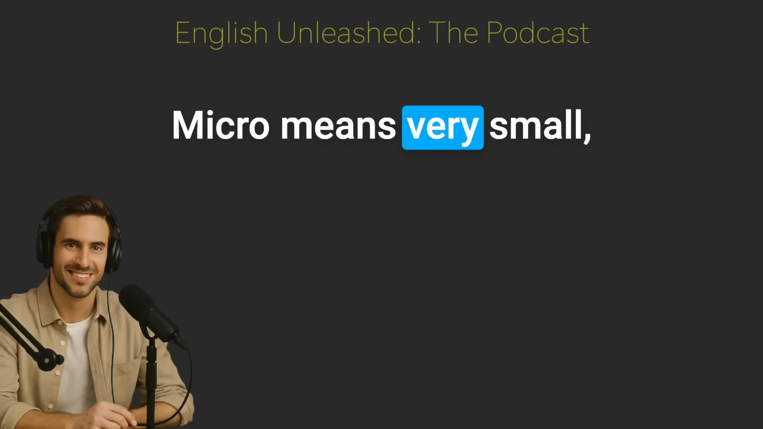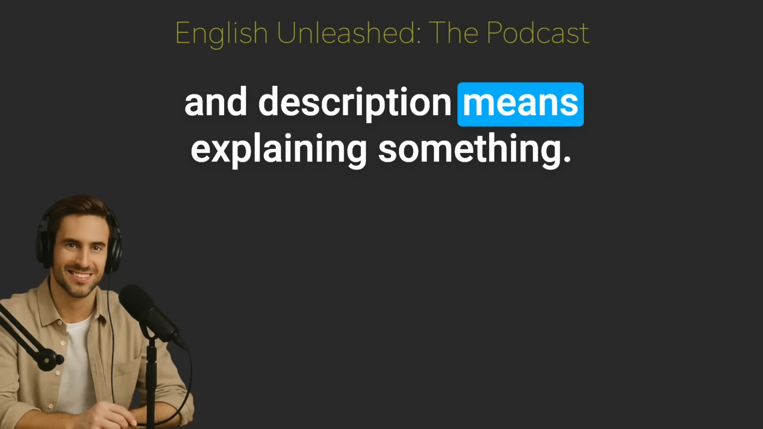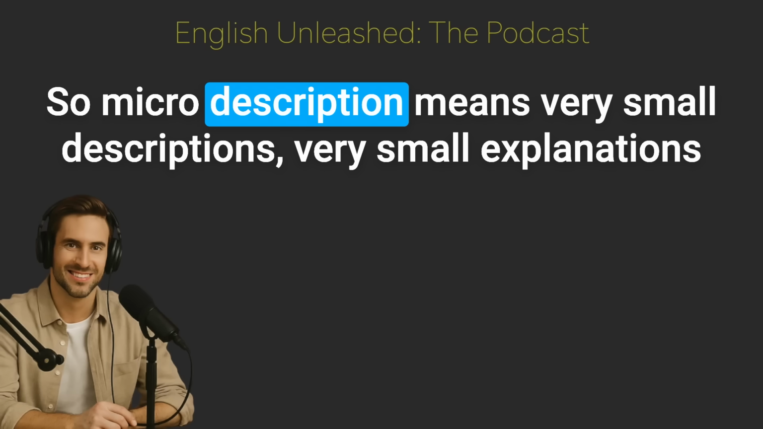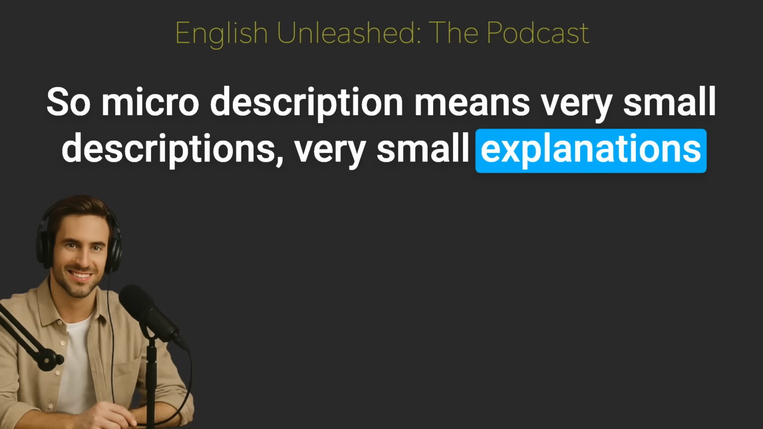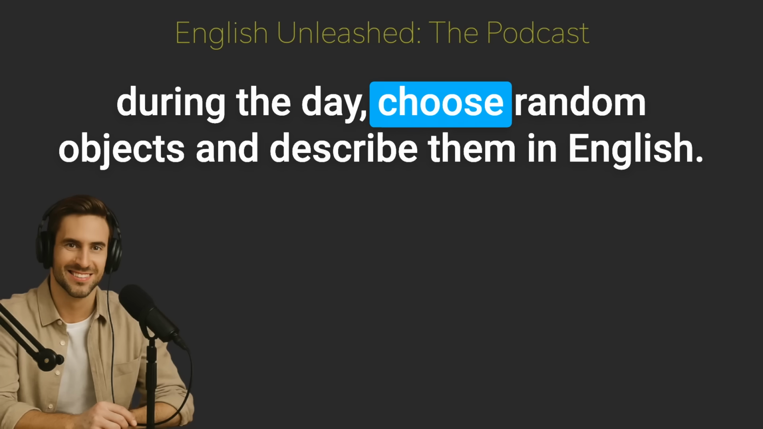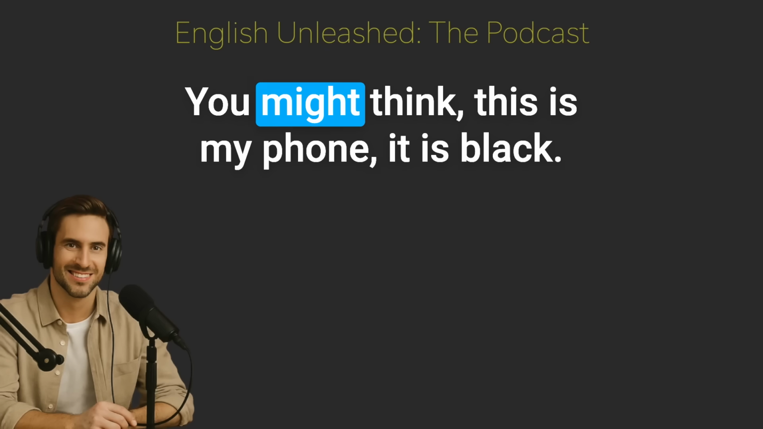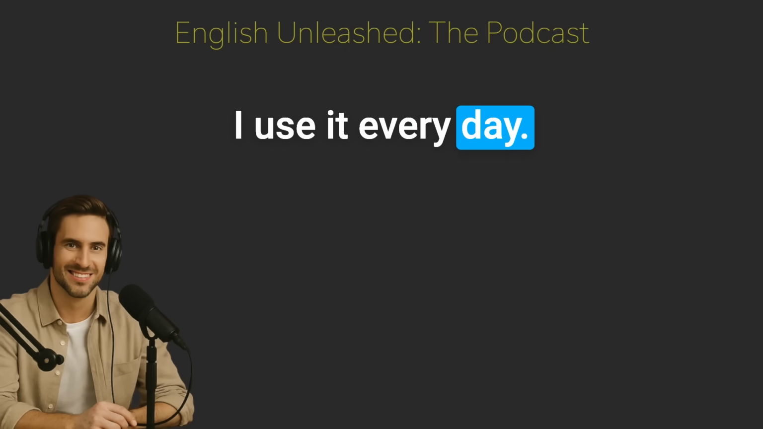Micro means very small, and description means explaining something. So, micro description means very small descriptions, very small explanations. During the day, choose random objects and describe them in English. For example, imagine you are holding your phone. You might think, "This is my phone. It is black. I use it every day."